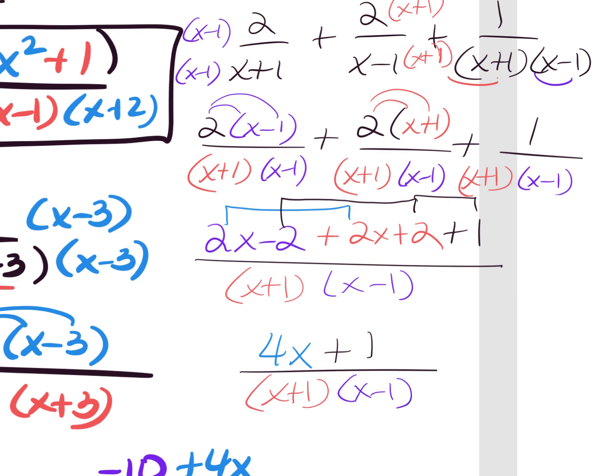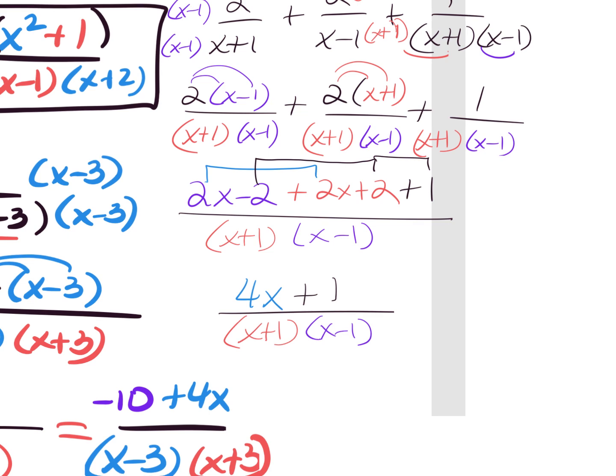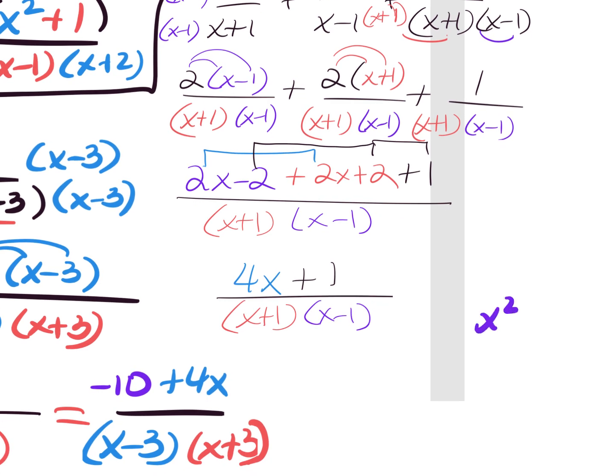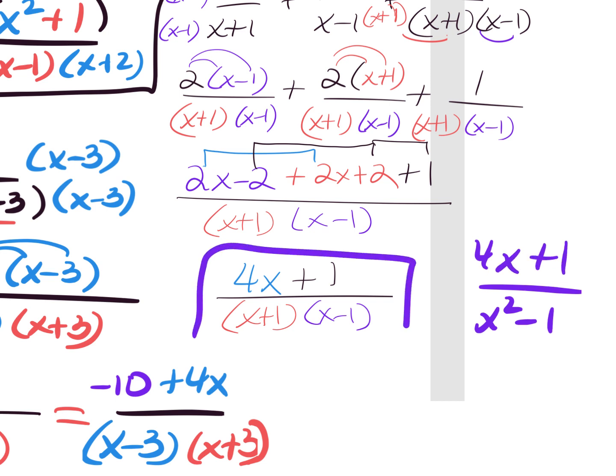Nothing cancels. Now, again, on an SAT, they may FOIL that back and make it x squared minus 1, but on the test next week, leave it like that. But be aware of the 2 forms moving forward for a standardized test.